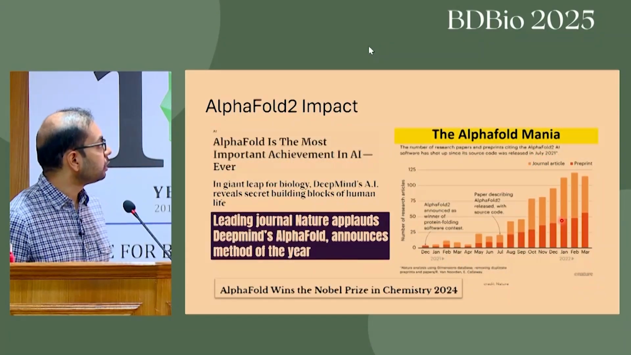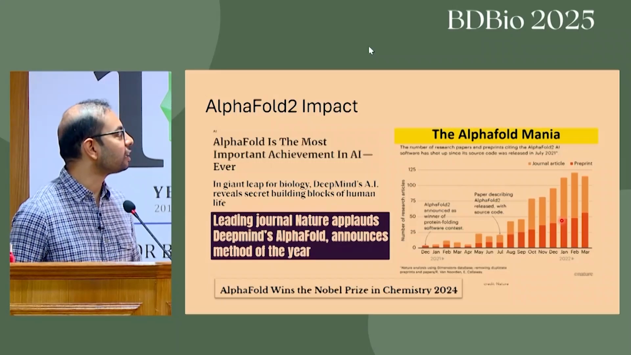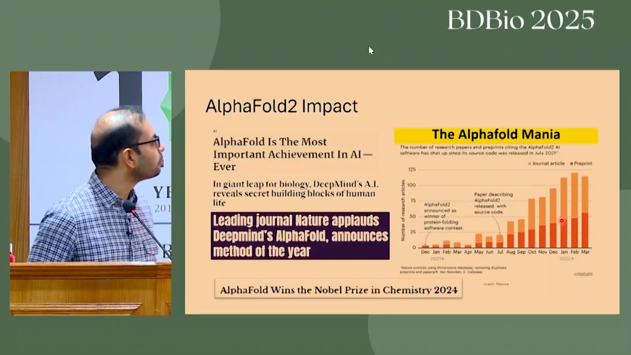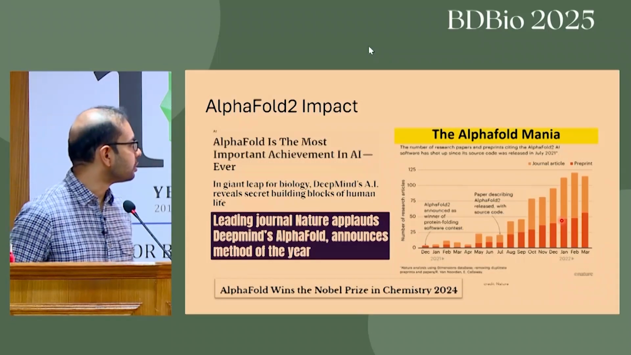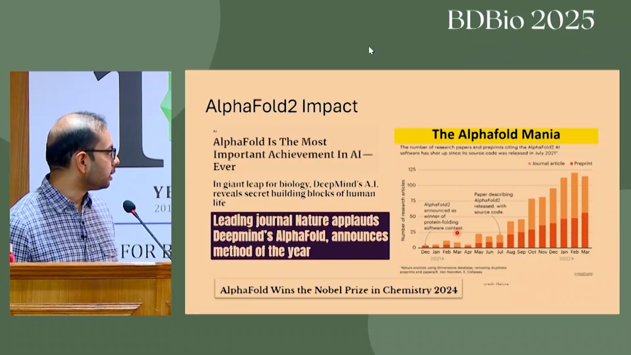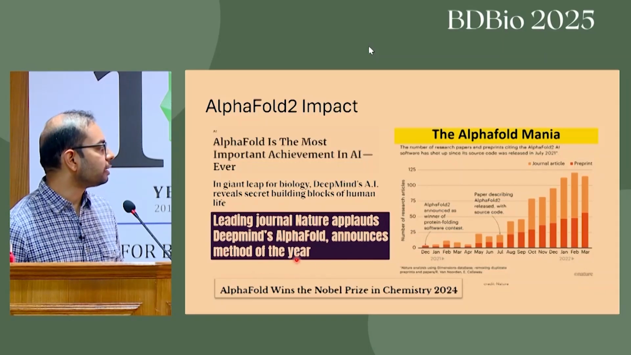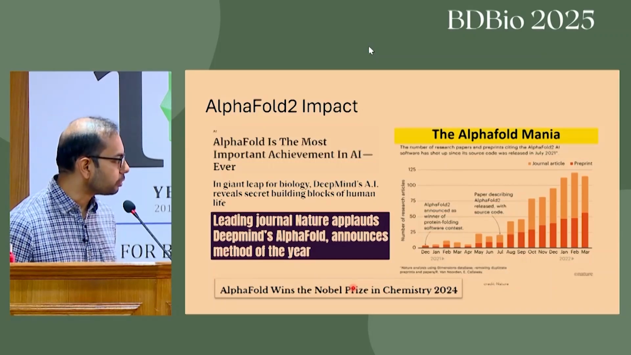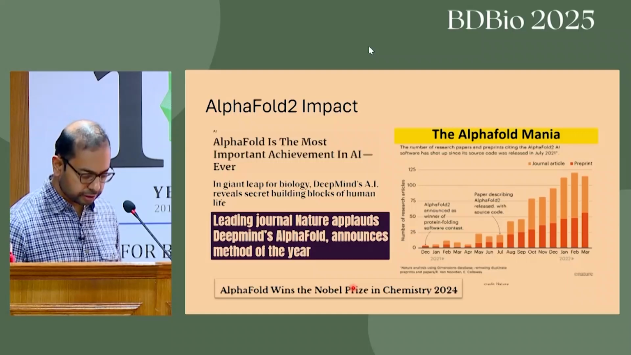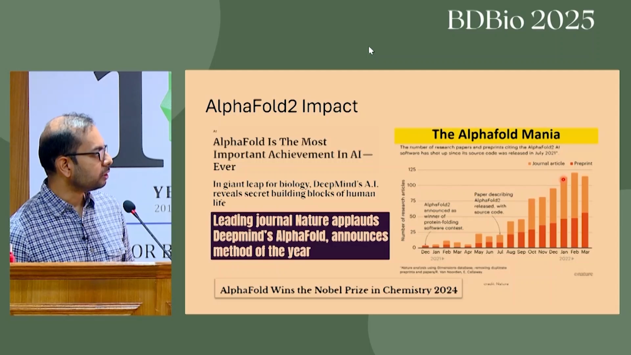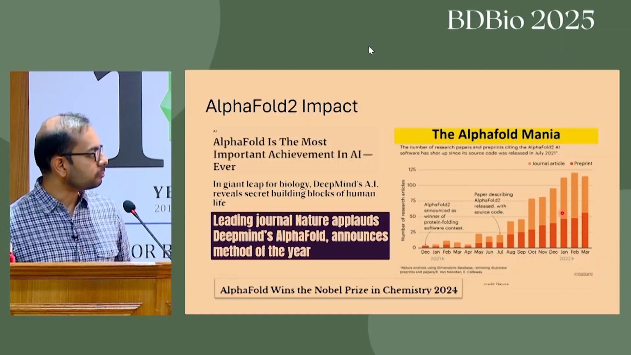The impact of AlphaFold: it's considered the most important achievement in AI ever. Of course, these hyperbolic statements can be disputed by various people, but it is definitely one of the most important achievements of AI. It is a giant leap for biology. It solved a 50-year-old problem. Nature called it the method of the year when it came out. And it also won the Nobel Prize in Chemistry in 2024, which is testament to its impact. And you can see that the number of papers which are citing or using AlphaFold is increasing at a rapid pace. And this is dated, this is 2022. Now this is going to look much, much bigger.